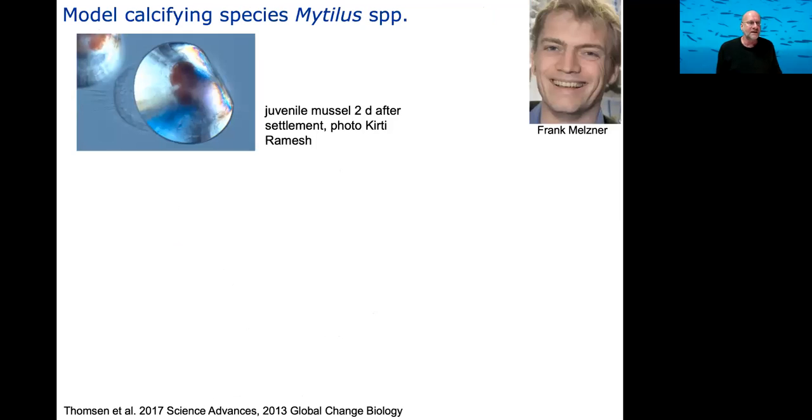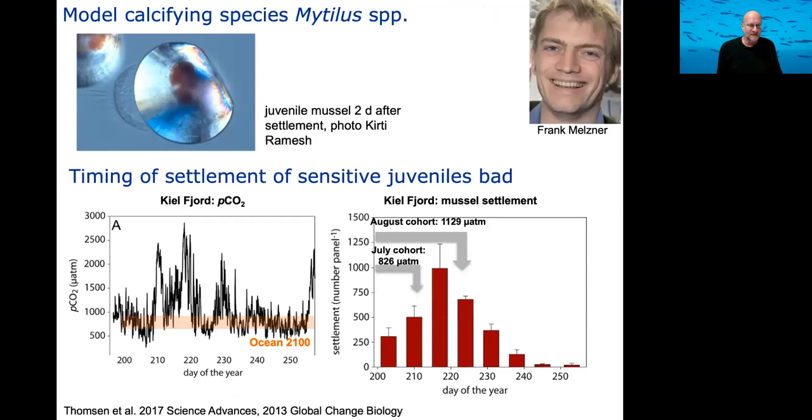The next example in that arena comes from the group of Frank Melzner. It deals with a calcifying organism, the blue mussel, which you all know. The blue mussels, of course, have a massive problem because they spawn exactly at the time where very often the Kiel Fjord again has a very high PCO2, parallel to the levels we saw in the deeper waters of the central Baltic where the cod spawns.